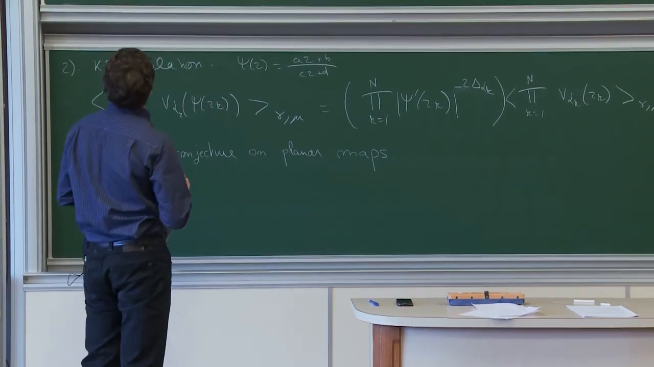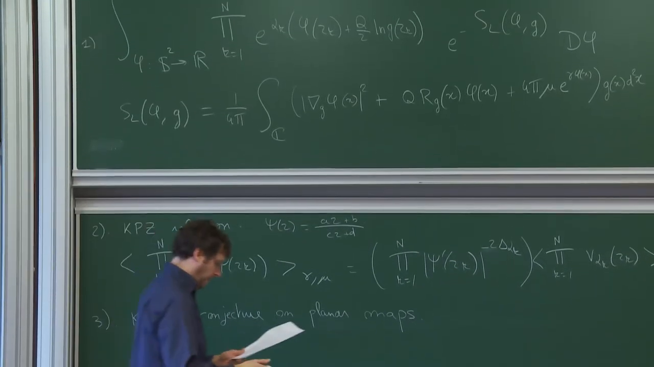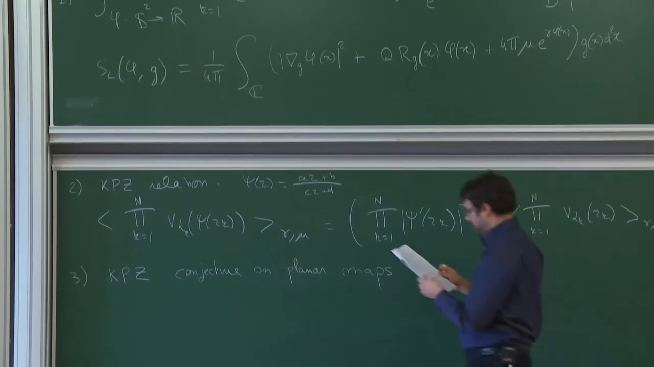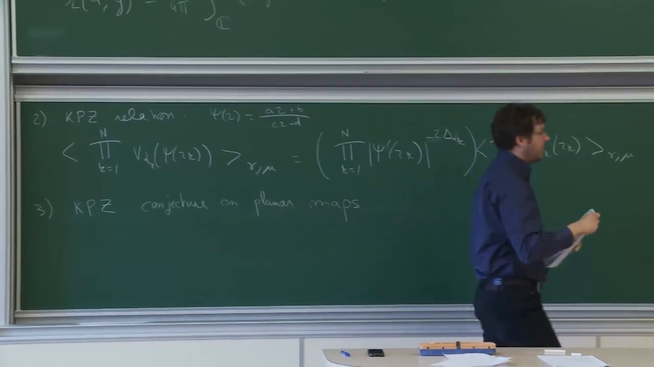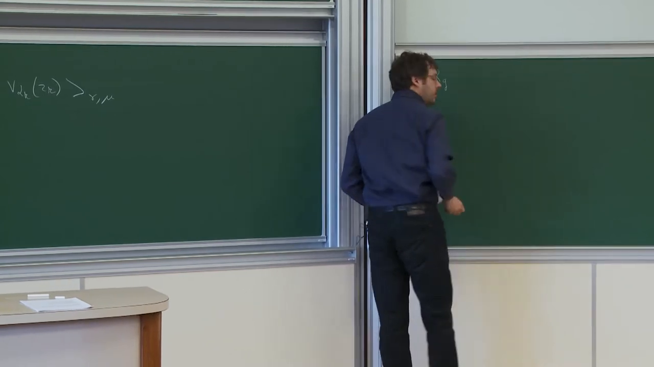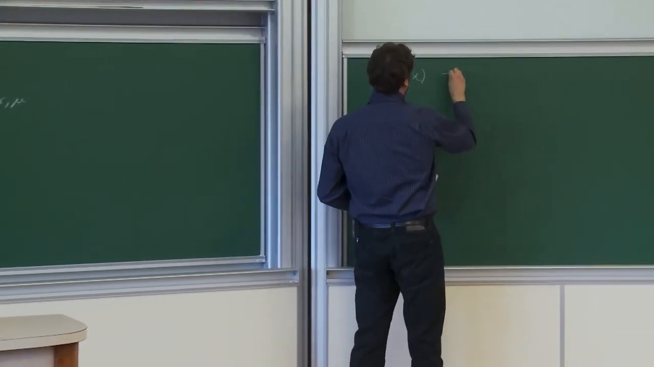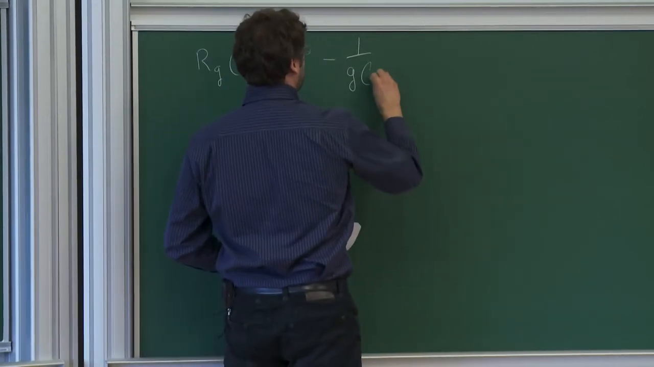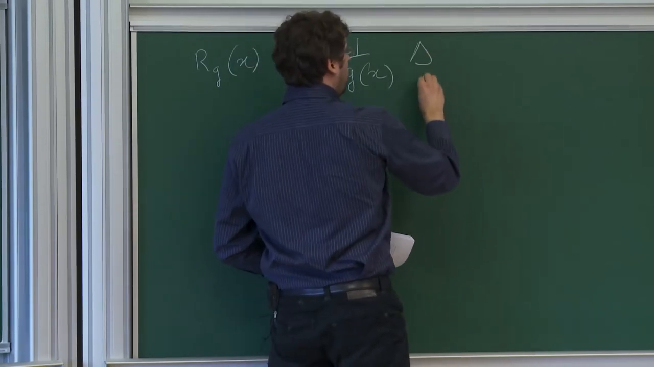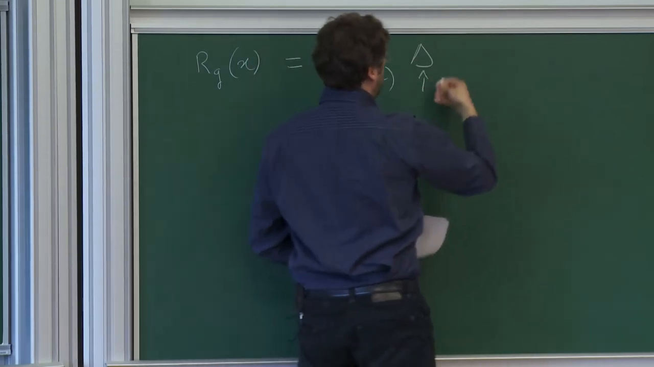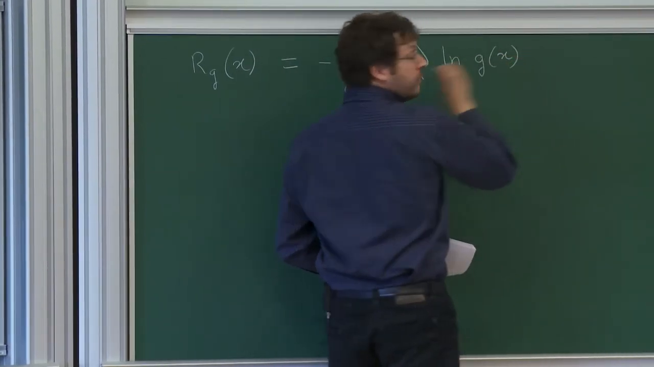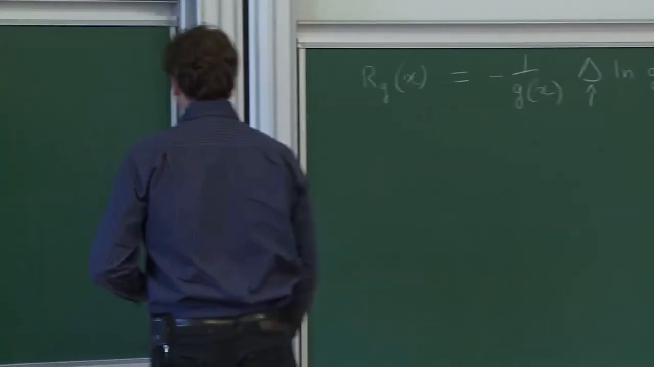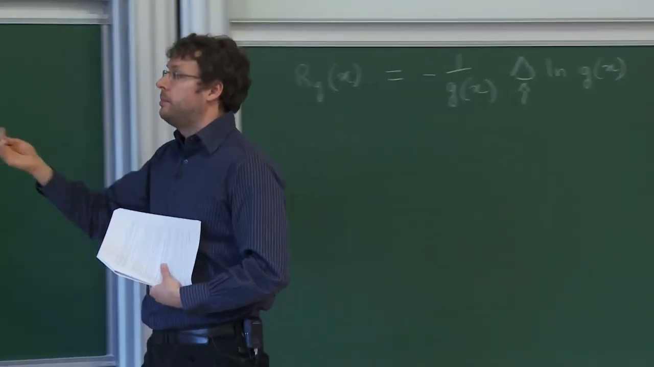Okay, so I'm going to start with the path integral. I'm first going to try to explain the curvature term. When I look at a metric, what is the curvature at a point? When I'm in conformal coordinates, like I am in this whole talk and these lectures, it's minus 1 over g of x times the standard Laplacian, just the ordinary flat Laplacian on the complex plane, of log g of x. That's the curvature, the definition in Riemannian geometry.